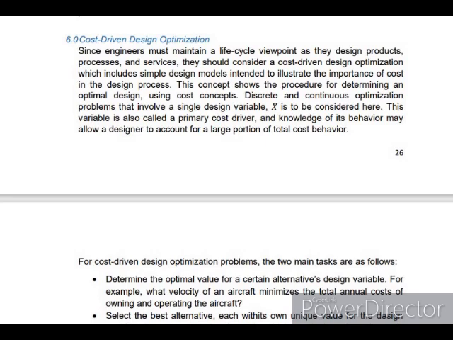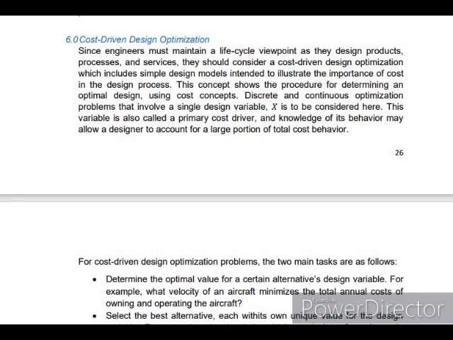So, this optimization includes simple design models intended to illustrate the importance of cost in the design process. So, this concept shows the procedure for determining an optimal design using cost concepts. Discrete and continuous optimization problems that involve a single design variable. So, we will let the single design variable equal x. Okay? We will consider that x in our computation.